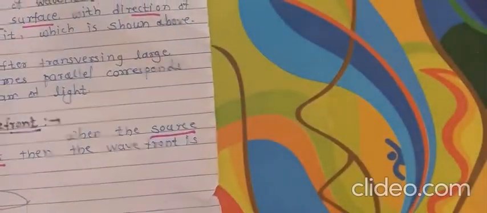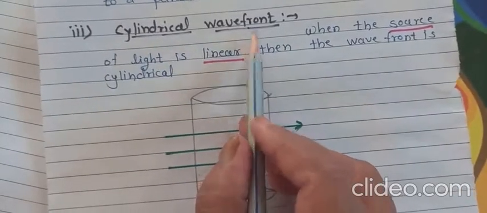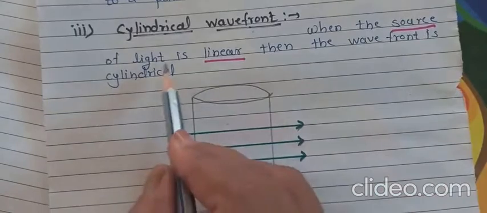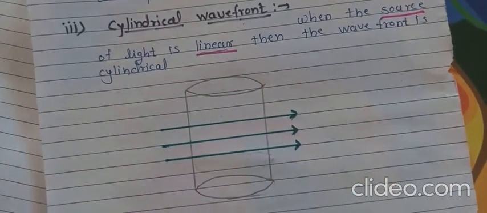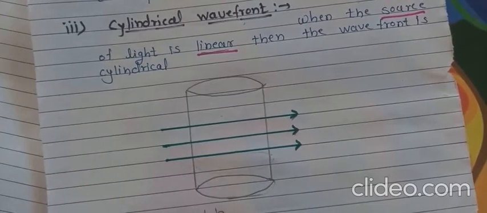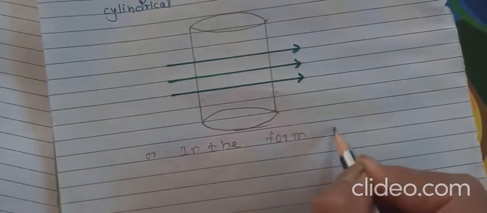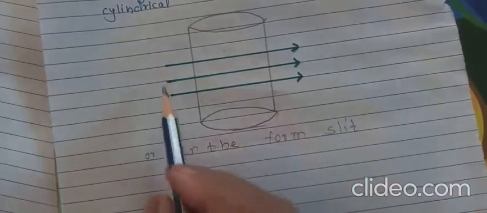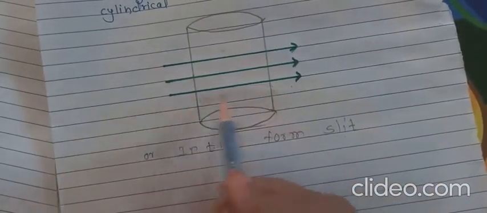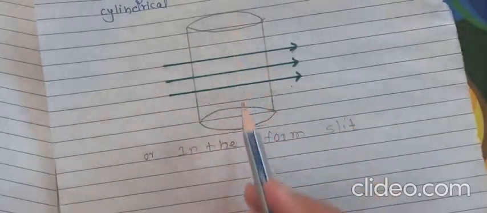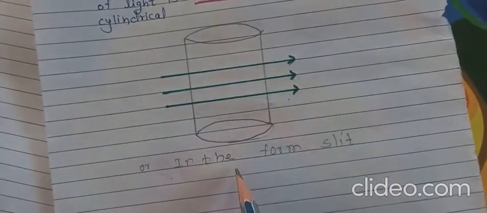Next type of wavefront is the cylindrical wavefront. When the source of light is linear or in the form of a slit, then we get a cylindrical wavefront. In this, the rays are also perpendicular to the cylindrical surface.